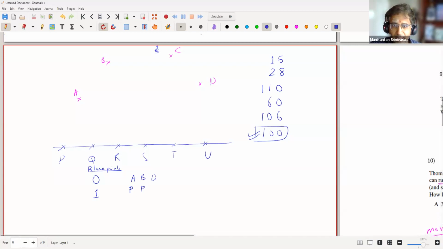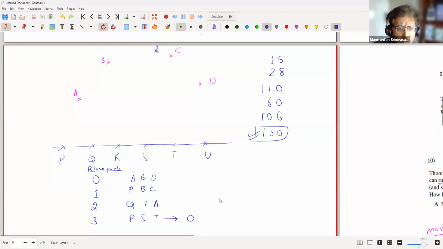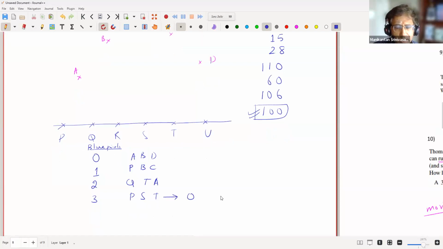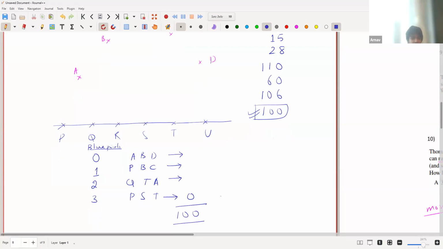For example, PBC is a triangle which will have 1 blue point, namely P. There are some triangles which will have 2 blue points, namely QTA. And there will be none with 3 blue points. That's exactly what we eliminated, right? How many triangles like PST will there be? 0, because they are on a straight line. Now, I want you to find how many such triangles for each of these other 3 categories. Is the question clear? All of them should add up to 100, because we know our total is 100.